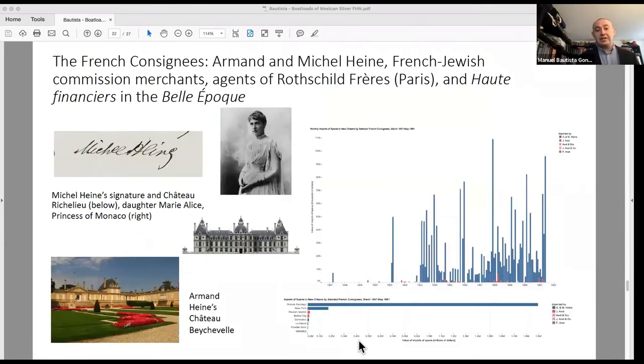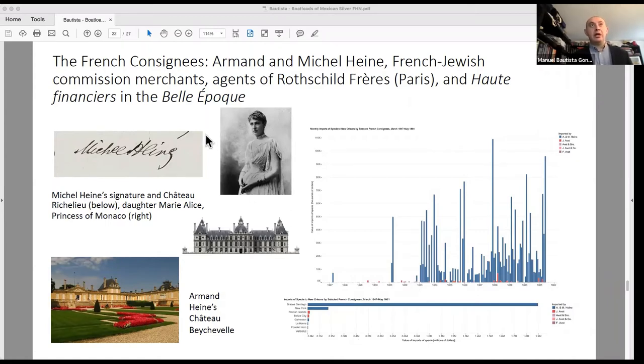There are French consignees here. Two brothers, French Jewish brothers, Armand and Michel Heine, who are actually agents of Rothschild Frères in Paris. And so the question that Marc Flandreau asked in his book, who is actually bringing the specie, is kind of solved here. It is these two French brothers. They receive an inheritance from their uncle, and then they go on to try to make a fortune in New Orleans, and they kind of did.